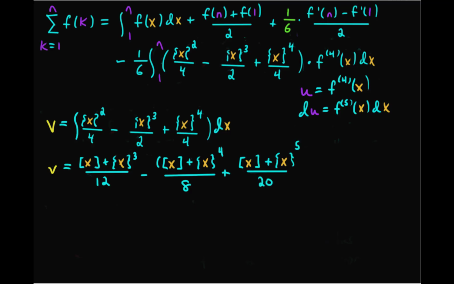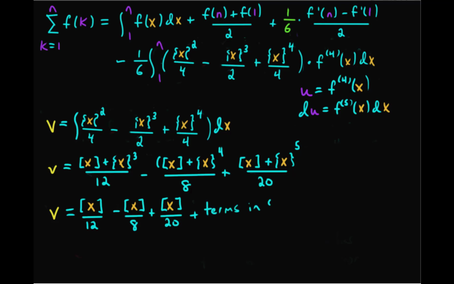all over 20. And once again, I'm going to simplify this expression for v by separating out the floor of x terms. So I'm going to have that v equals the floor of x over 12 minus the floor of x over 8 plus the floor of x over 20, plus terms in the fractional part of x cubed, the fractional part of x to the fourth, and the fractional part of x to the fifth that I'm not going to even write out here.